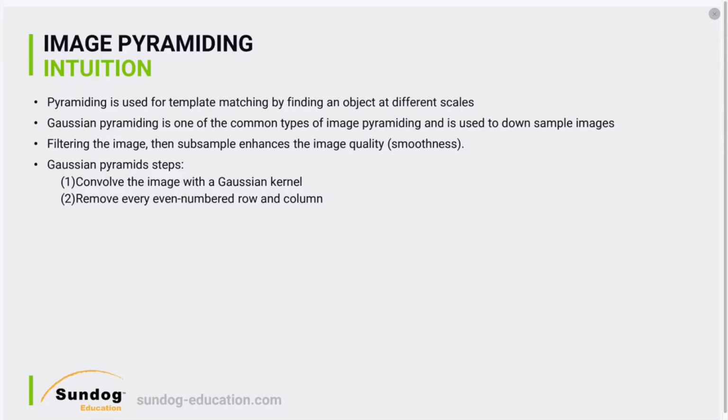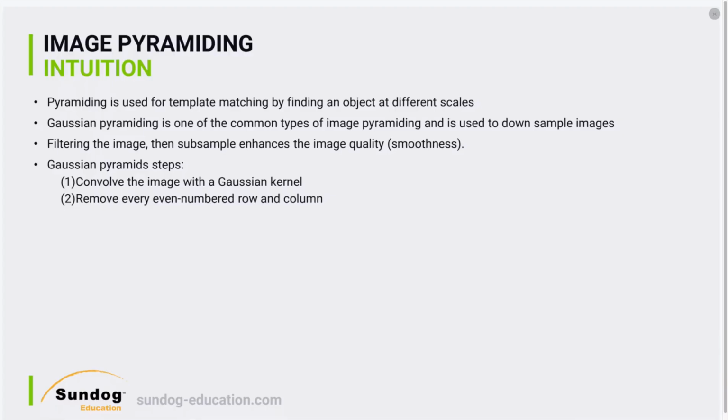You can check this source for a bit more details about it. For Gaussian pyramiding, the first step is to convolve the image with a Gaussian kernel, and then you remove every evenly numbered row and column. When you remove evenly numbered rows and columns, you're cutting the image, shrinking it in a way.